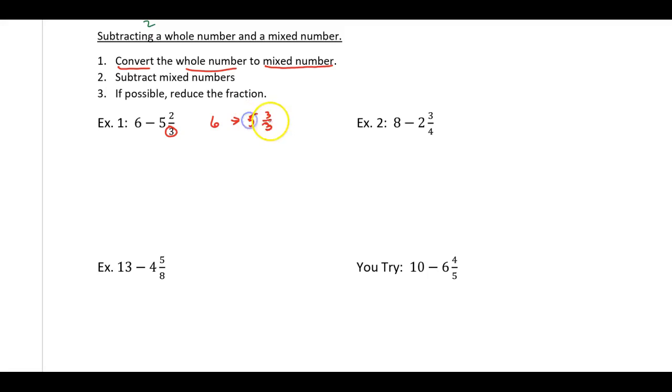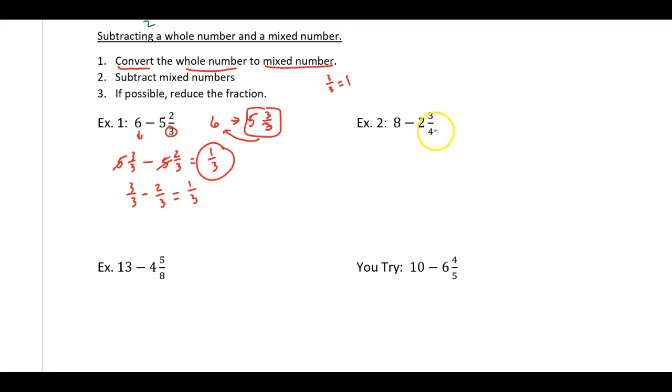Now, 5 and 3 over 3, you have to understand, is equivalent to 6 because it's the same as doing 5 plus 1, which is 6. Because what is 3 over 3? 3 divided by 3 is 1. So this is actually equivalent to 6. So we're going to rewrite this as 5 and 3 over 3 minus 5 and 2 over 3. 5 minus 5 gives you 0, but when I do 3 over 3 minus 2/3, I get 1/3. So right away, my final answer is 1/3.